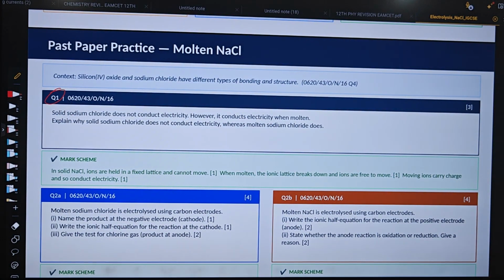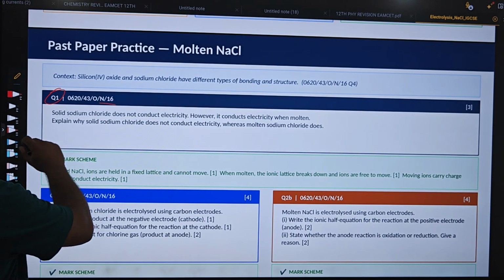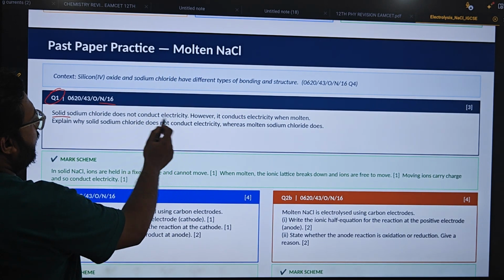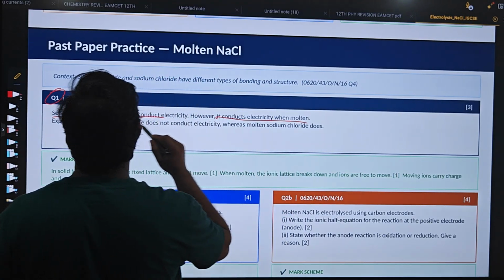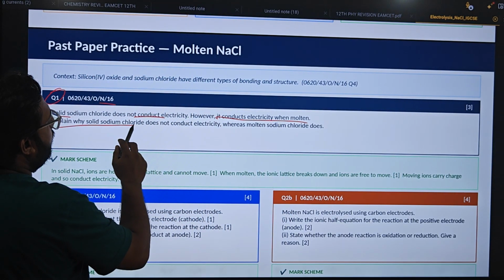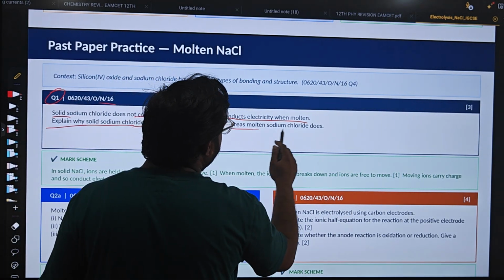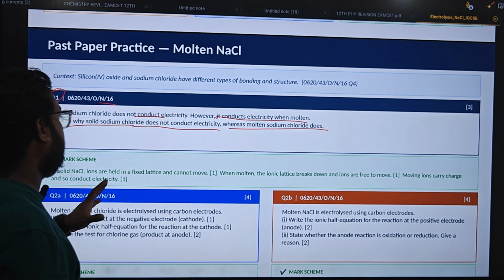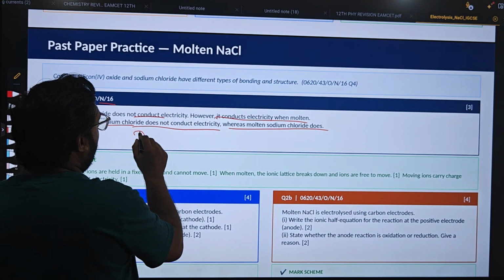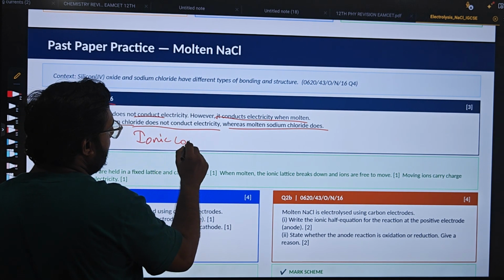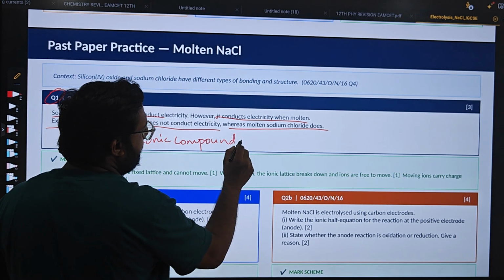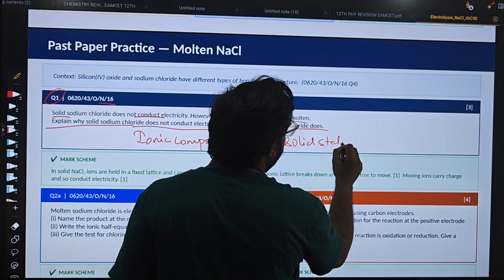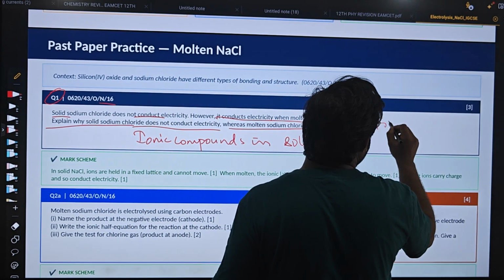Question 1, which is from October-November 2016. It says that solid sodium chloride does not conduct electricity. However, it conducts electricity when molten. Explain why solid sodium chloride does not conduct electricity, whereas molten sodium chloride does. Straight away, the simple answer is, see, ionic compounds in solid state do not have free ions.